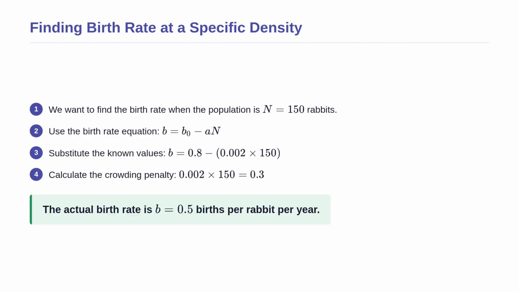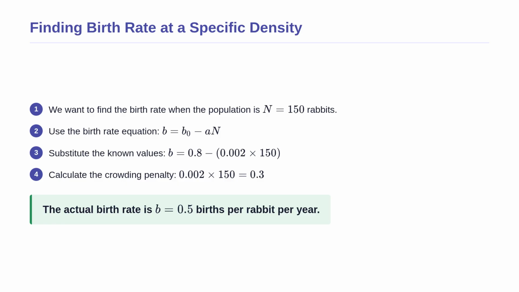This brings us to an important question. What is happening when the population is currently at 150 rabbits? Let us calculate the exact birth rate at this specific moment. We use our linear density-dependent equation for the birth rate. We plug in our ideal birth rate of 0.8, our penalty of 0.002, and our current population of 150.